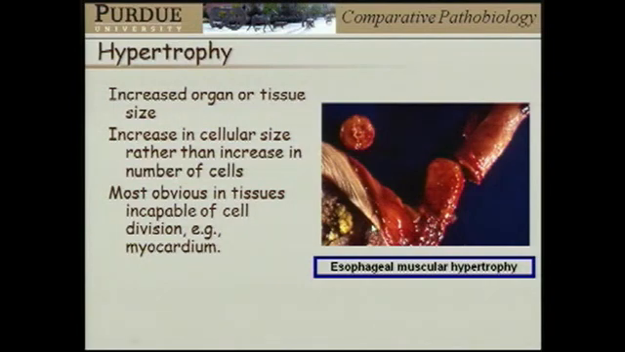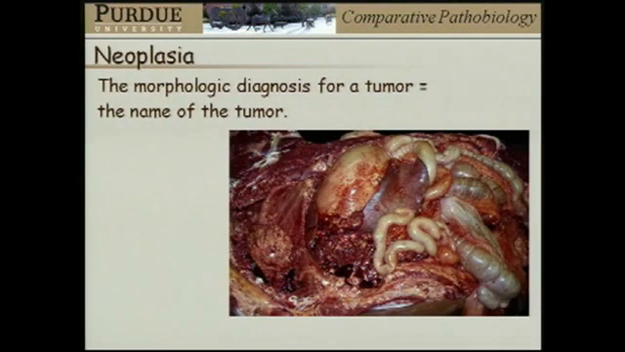The stomach is here. You can see a little bit of stomach content and the non-glandular mucosa everted here. But the tissue of interest is the esophagus, and it's been cut here, and you can see the cross-section. Very thickened muscular wall, very narrowed lumen. This is an idiopathic disease in horses. We don't quite know why it happens, but the morphologic diagnosis would be esophageal to identify the tissue and muscular hypertrophy to identify the process.